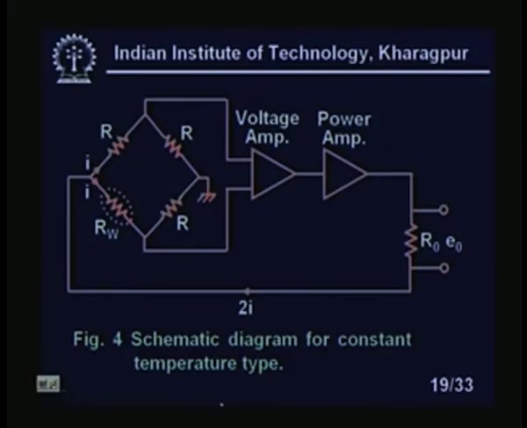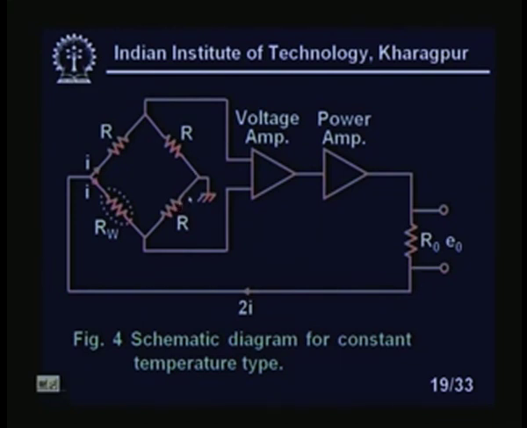Now, this is a schematic diagram of a constant temperature type of hot wire anemometer. You see here it is an auto balancing system. This RW is put on one arm of a bridge, which is our hot wire, and all other resistances are the same. Now you see what will happen if there is unbalance, suppose due to resistance change. Initially it is balanced, there is no output voltage, no error voltage, okay, but some steady state current will flow through this resistance.